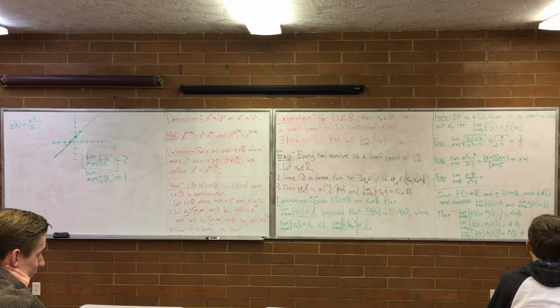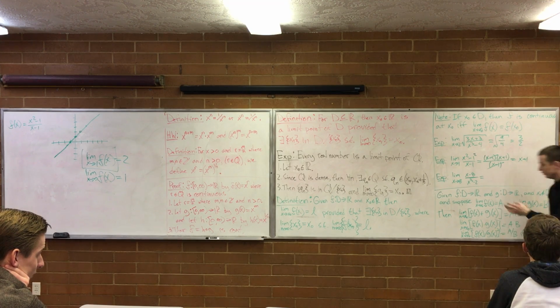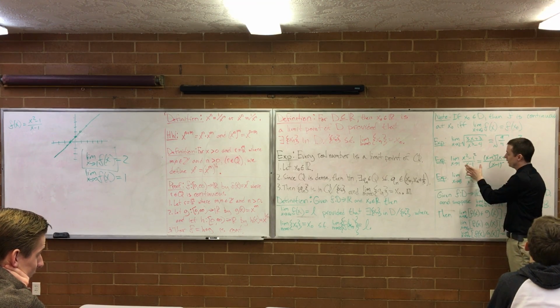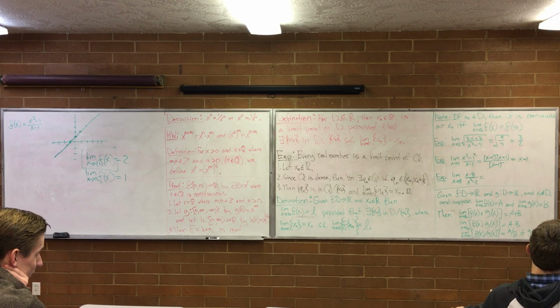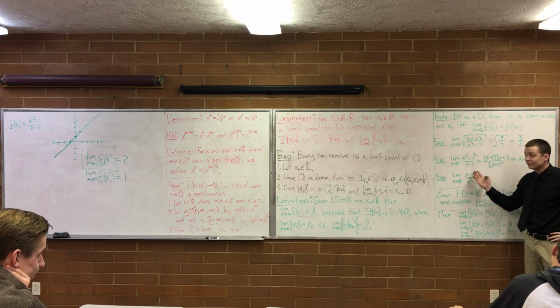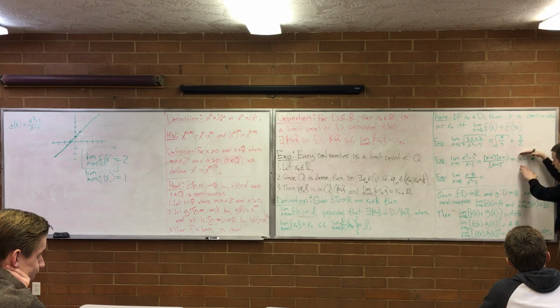Now if we plug in a number really, really close to 1, the way to think about it is the limit as x goes to 1 of this function is the same as the limit as x goes to 1 of this function, because as long as x doesn't equal 1, this is equal to this, right?